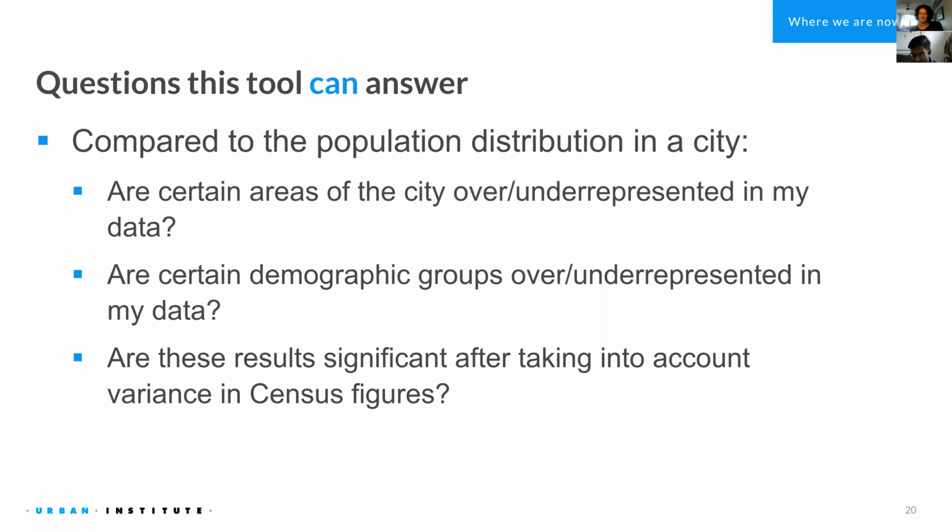As for exactly what questions this tool can answer, basically, if people were to ask questions like, compared to the population distribution in a city, are certain areas of the city over and underrepresented in my data? And are certain demographic groups over and underrepresented in my data? That's the exact kind of question our tool can answer and does a pretty good job at answering. And it can also answer questions about significance. So are these results significant after taking into account variance and census figures?